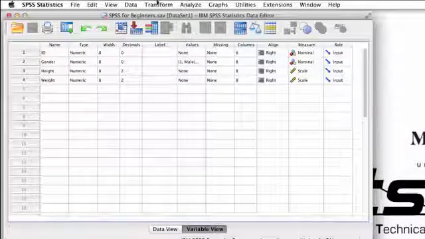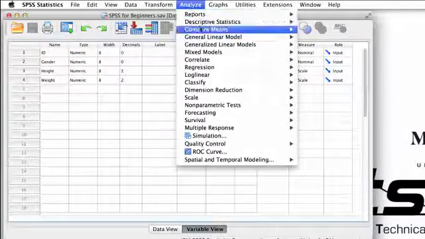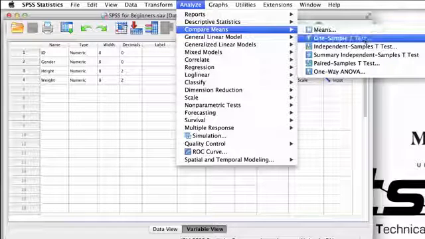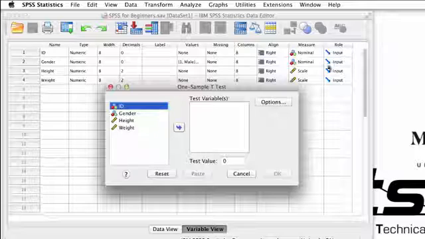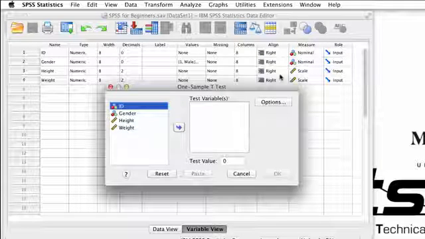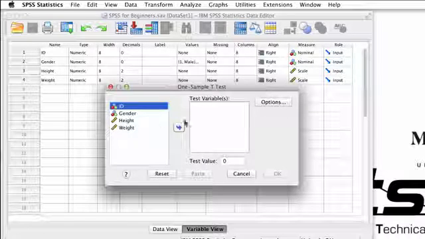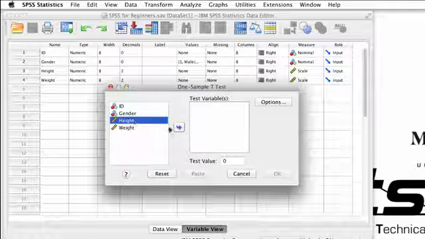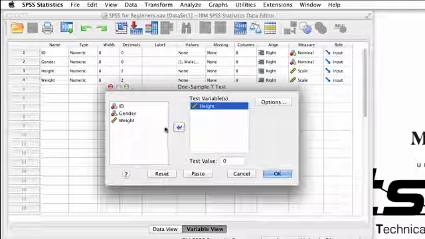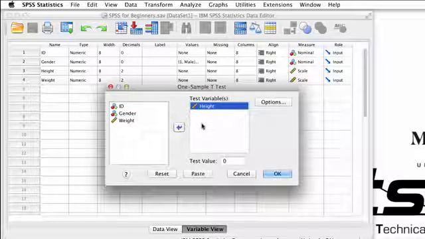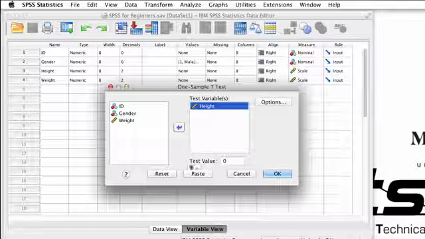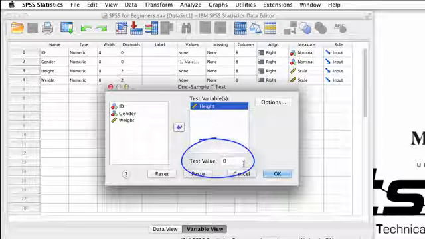Go to Analyze, Compare Means, One-Sample t-test. A window pops up, just like we have seen before. We will move our variable, height, into the test variables box. We can do that with the arrow or just by dragging it over. And then we need to set our hypothesized population mean in this box labeled test value.